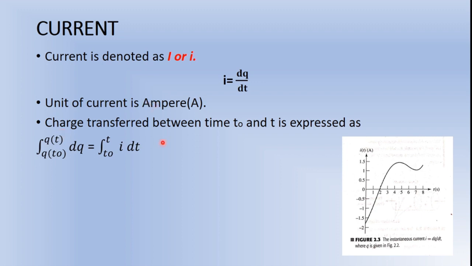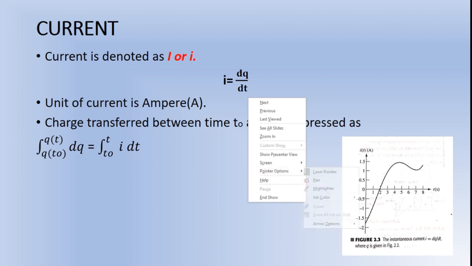And the charge transferred between time t naught and t. So let us take two time instances. I start at 8 o'clock, I end at 9 o'clock. From 8 o'clock to 9 o'clock, how much has my mobile phone charged? How much charge has got transferred? So we start the charge at q of time t naught. I end at time t. So from this equation, we can write dq as i into dt.